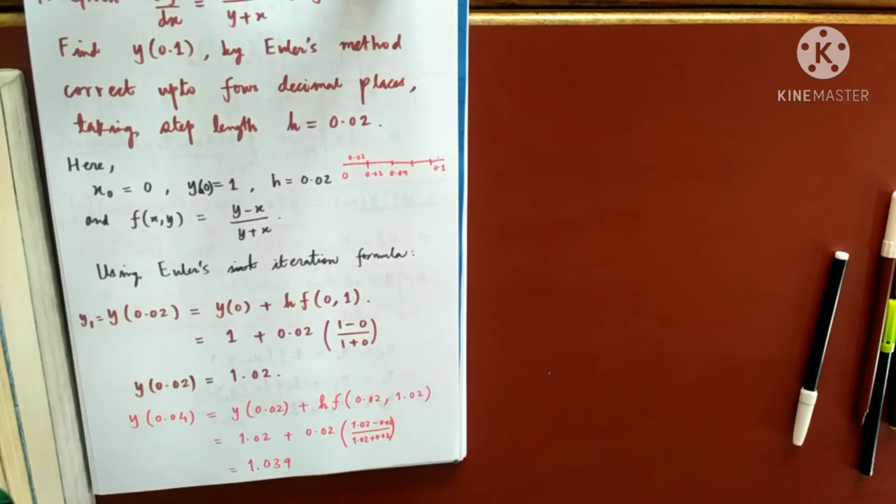Let's go for 5 decimal places, because they are asking me to go for 4 decimal places. What you can do, you can take few more decimal places and then round it up at the last step. So I will take here 5 decimal places, so it is 2, 3.